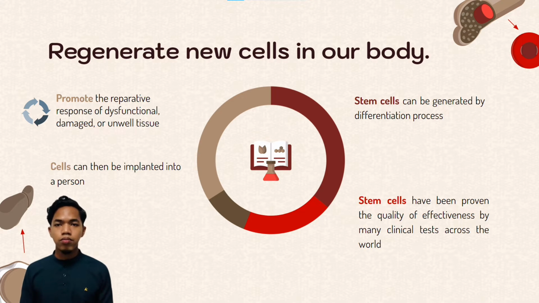Stem cells have been proven the quality of effectiveness by many clinical tests across the world. In particular, over 801 diseases have been treated with hematopoietic stem cells, HSC, as Stem Life said in their article in 2020-21. The potential for stem cell application in the future increases as stem cell researchers advance. The disorders that are being studied in clinical trials are brain tumor, HIV, autism, Alzheimer's disease, amyotrophic lateral sclerosis, and a lot more.